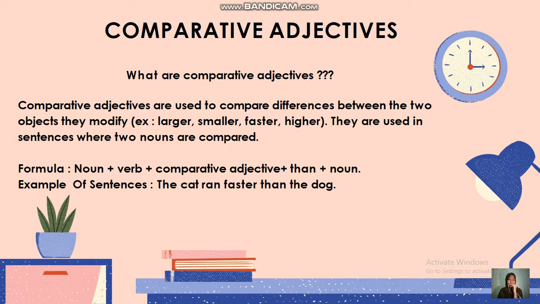What are comparative adjectives? Comparative adjectives are used to compare differences between the two objects modified. Example: larger, smaller, faster, higher. They are used in sentences where the nouns are compared. Formula: noun plus verb plus comparative adjective plus than plus noun. Example of sentence: the cat runs faster than the dog.